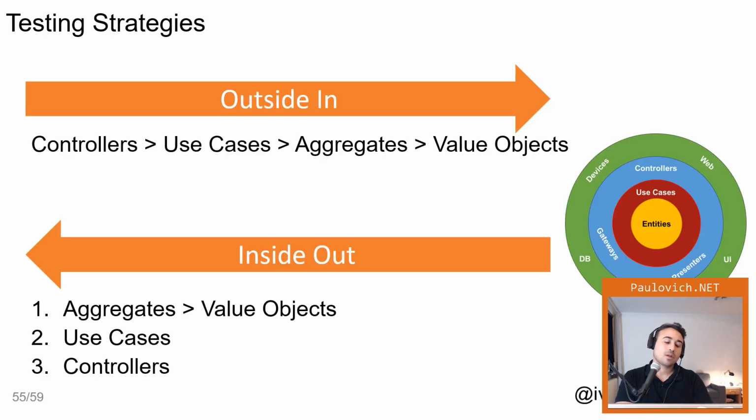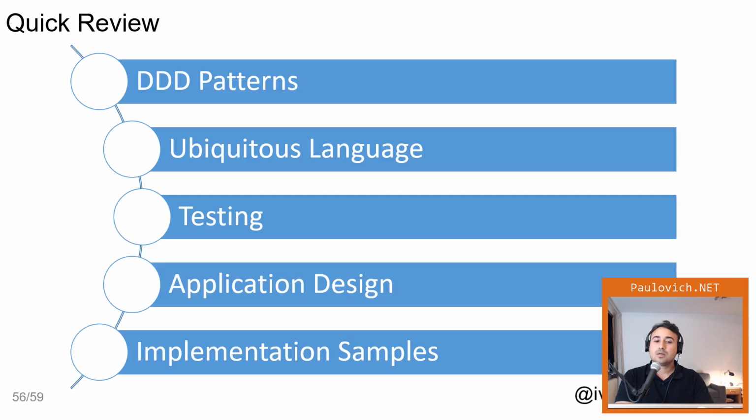Well, a quick review of what you have seen here are the DDD patterns: entities, value objects, aggregate roots, and services. About the ubiquitous language, just the concepts, testing strategies, some tips on application design. Well, you are more interested, I guess, in the implementation samples, right?